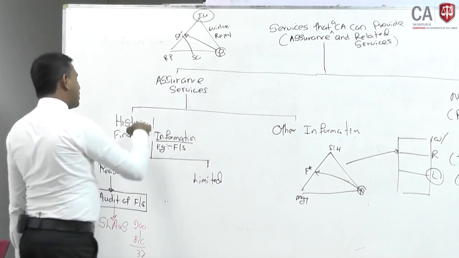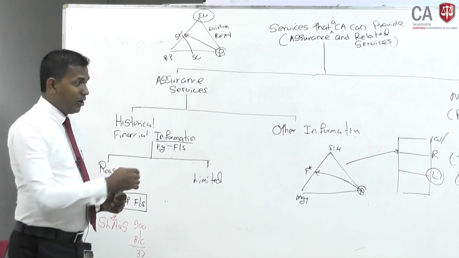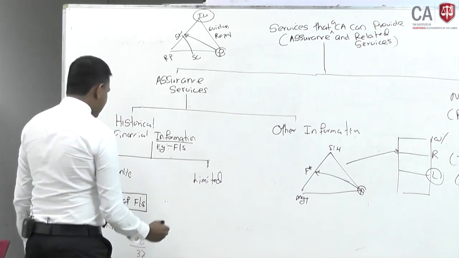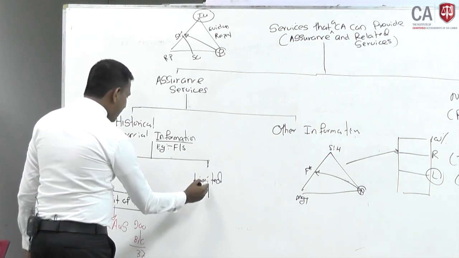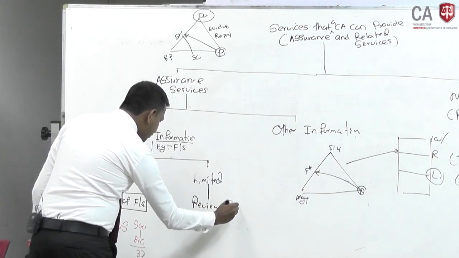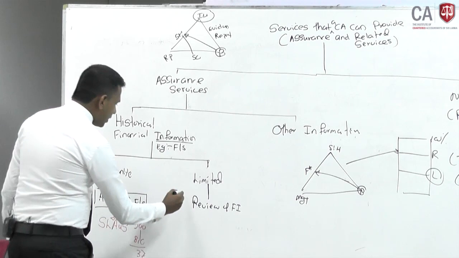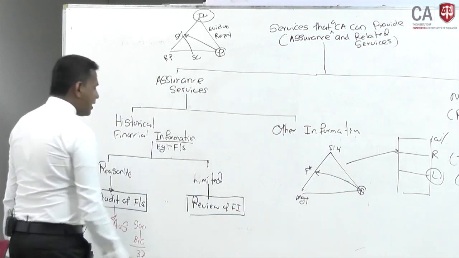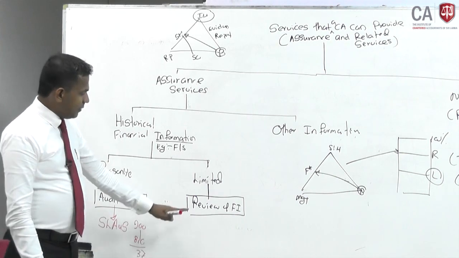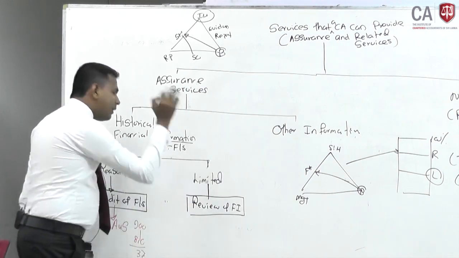When this practitioner is asked to review the historical financial information, if the situation is to give a limited assurance, that means not the positive assurance, the limited assurance is given on review of financial information, not only statements. Hereafter, remember, if someone talks about audit, it is a reasonable assurance. If someone talks about review of financial statements, review means we give a limited assurance.